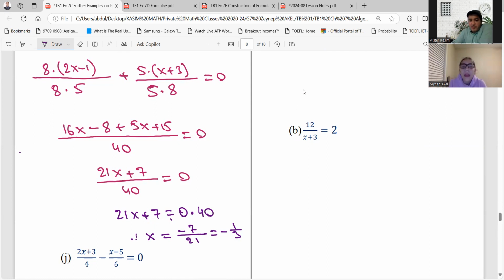And in this question, Zainab, we have something like this. Here we have a over x is equal to b. If you remember, what do we do here? We just move this x to the right-hand side, right? So a will be equal to b times x, right? Yes. Okay, do it.